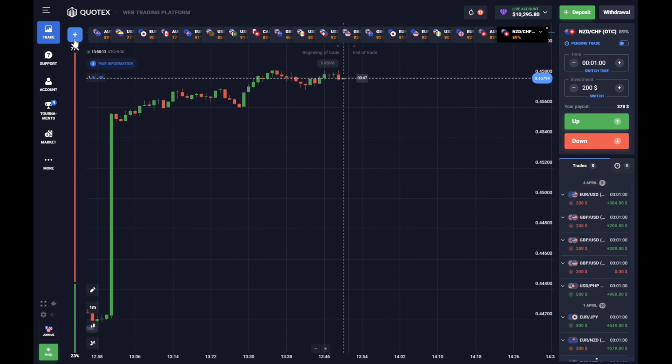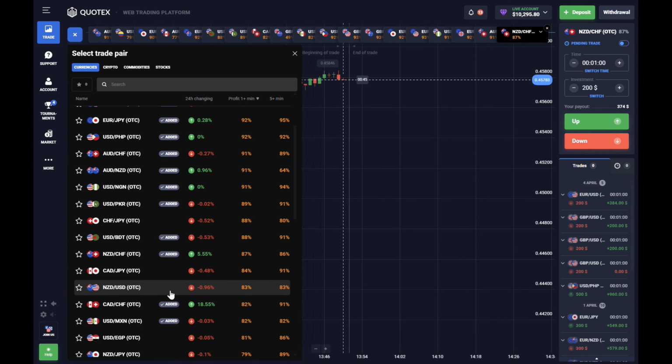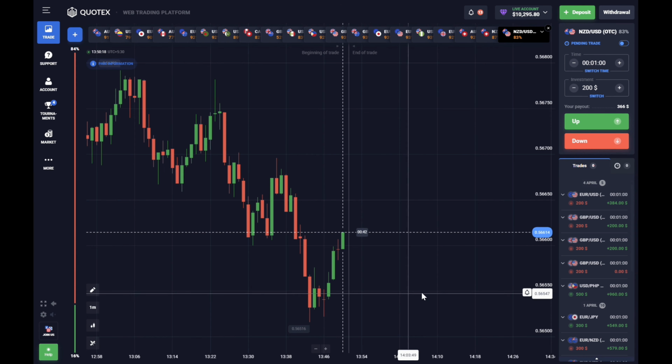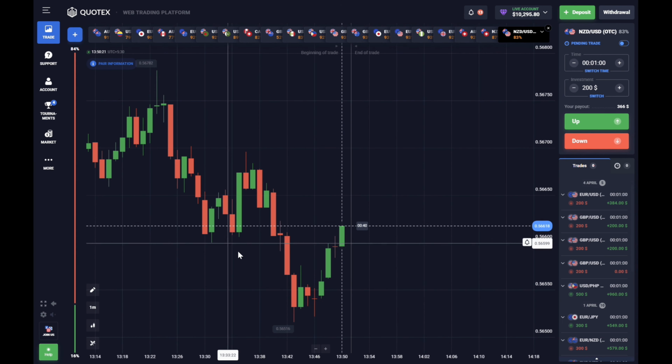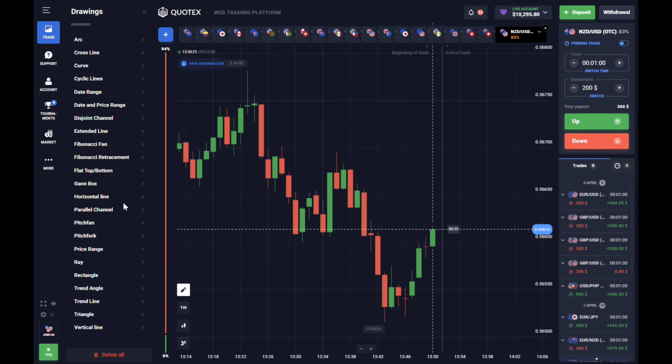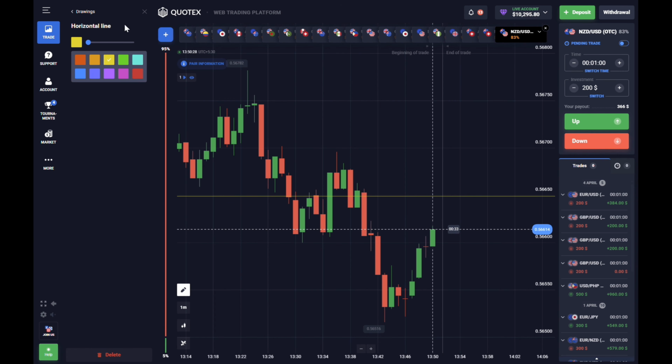There's just one big candle here, so I'll avoid this one too. Let me change the chart again and see. This chart looks somewhat decent. The market has been bullish from here and from this level, so I'll draw a horizontal line here first.